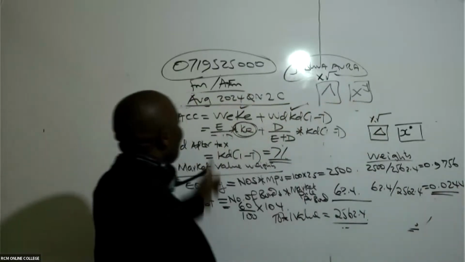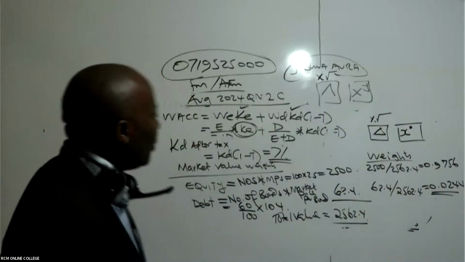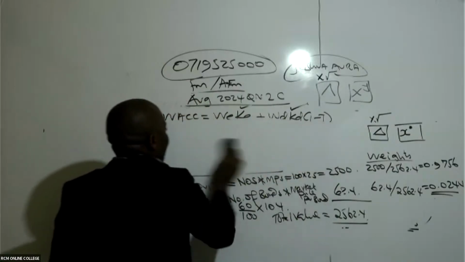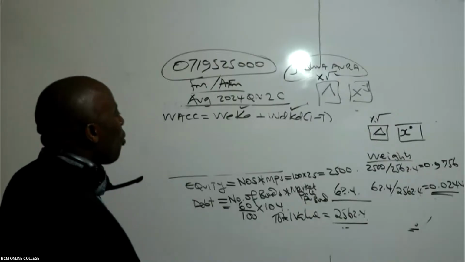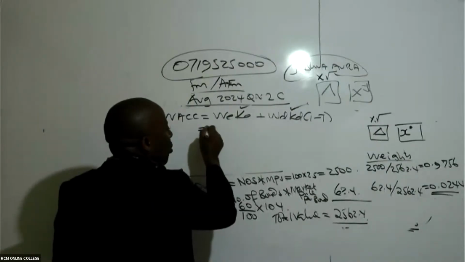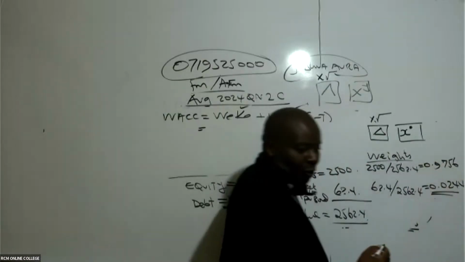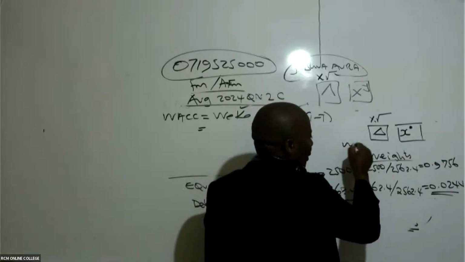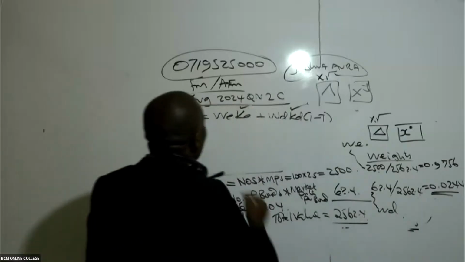Now, please come back to this WACC. The weight of equity we now know is 0.9756, and this is the weight of debt.